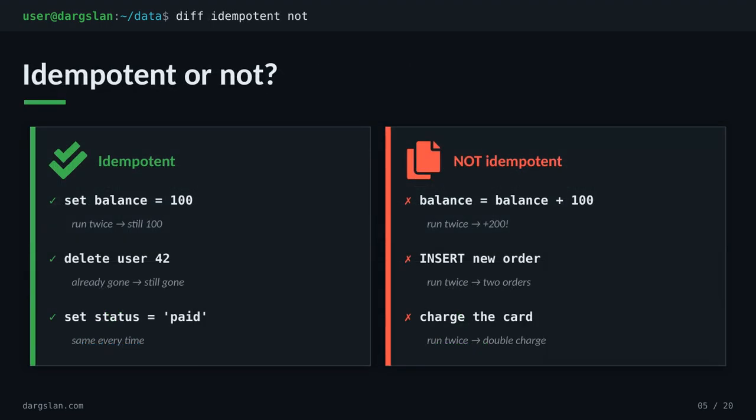So let's put operations side by side and see which ones pass the test. On the left, setting a balance directly to 100, deleting user 42, marking a status as paid. Run them once, run them 10 times, the end state never changes. On the right, adding 100 to a balance, inserting a new order, charging a card, each repeat stacks up another effect. Same intent, very different outcomes when a retry sneaks in.